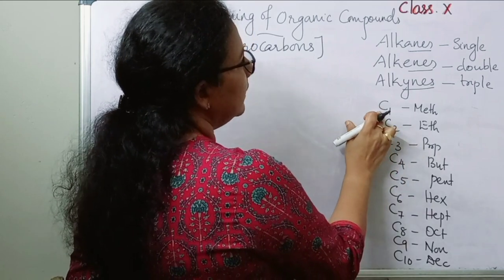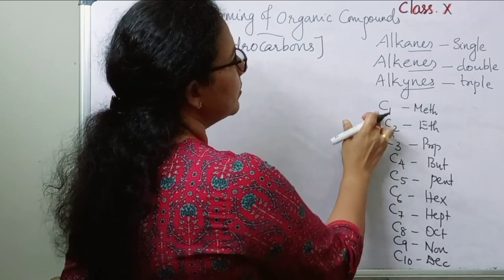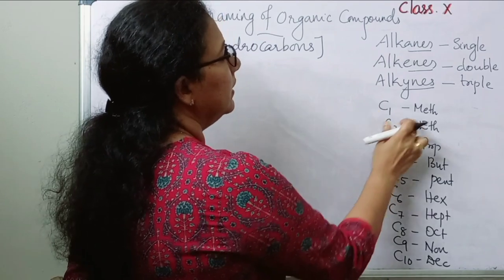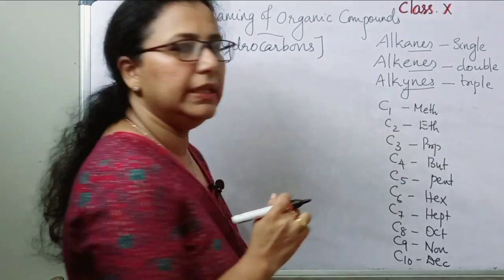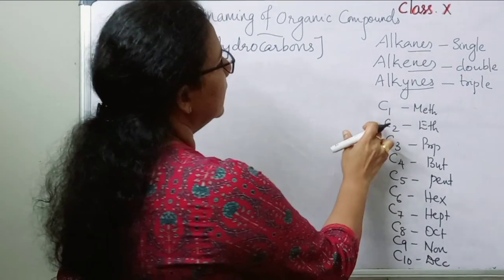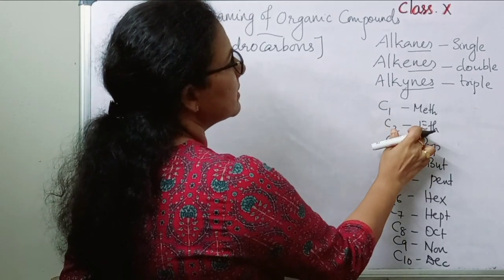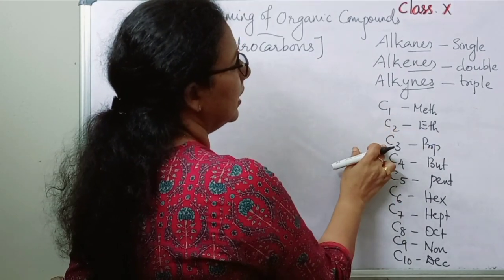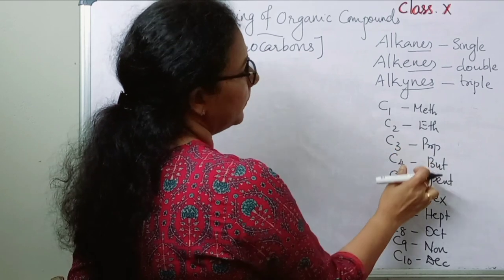If there is only one carbon in the hydrocarbon, the name starts with meth. Then if there are two carbon atoms, the name starts with eth. If there are three carbon atoms, the name starts with prop.